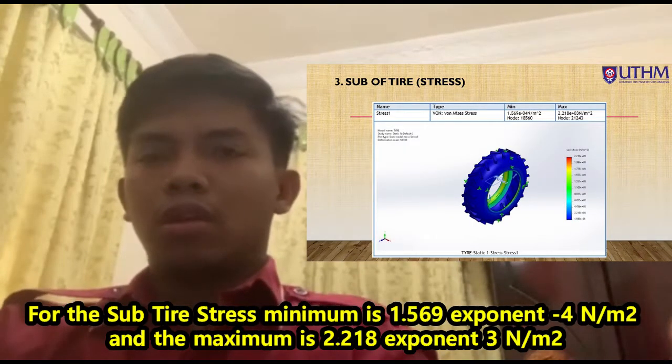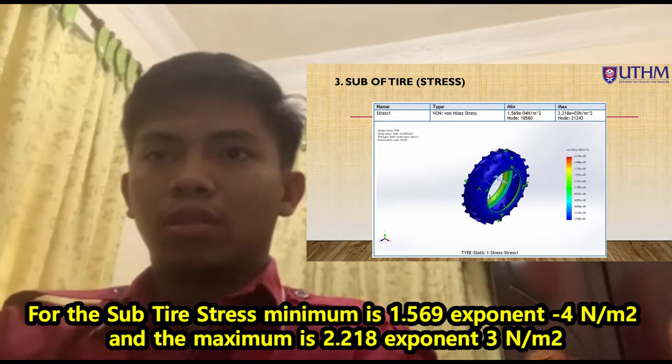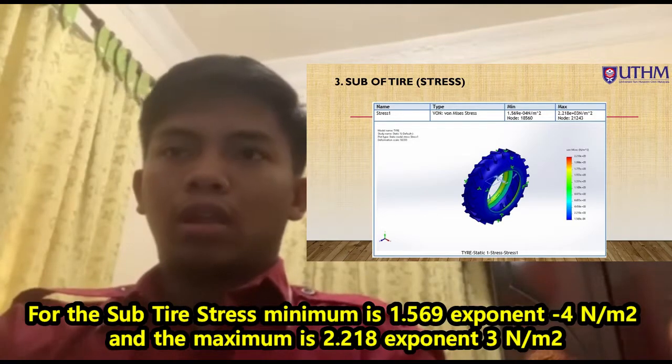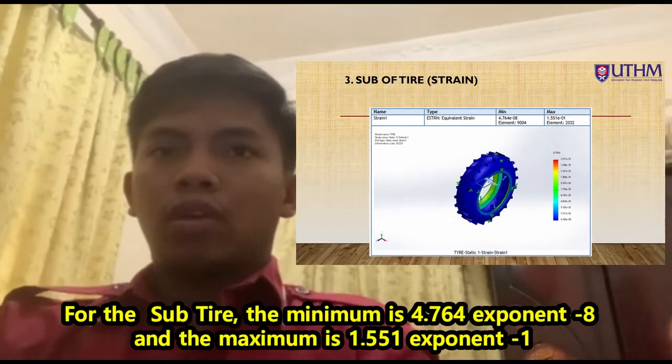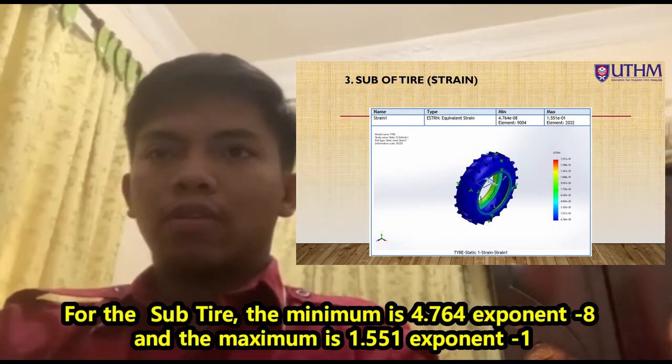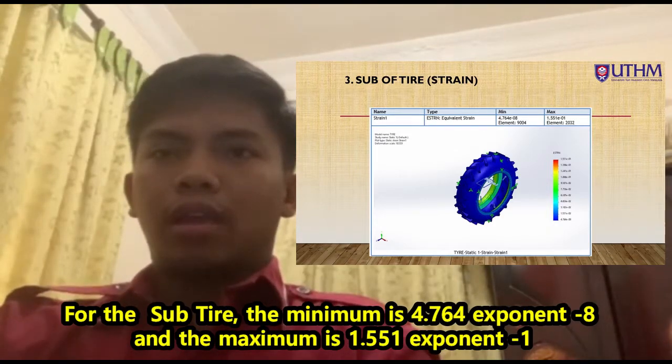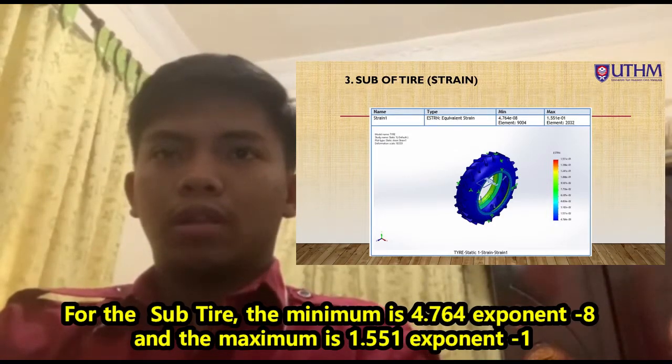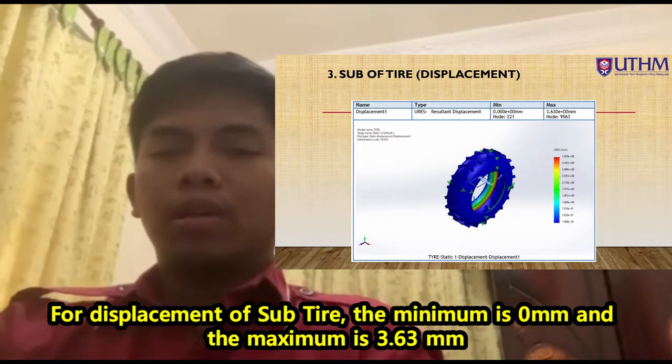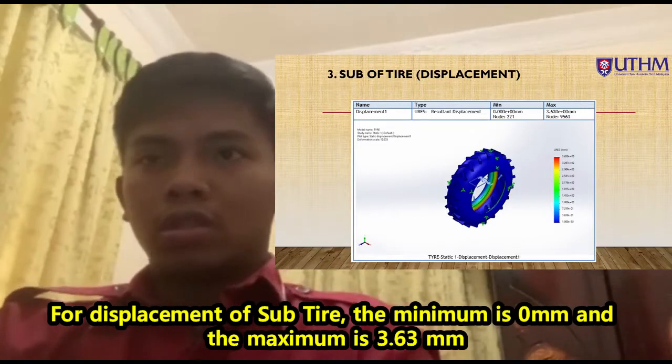For the sub-tire stress, the values are 1.569 exponent 4 Newton per meter square, and 2.218 exponent 3 Newton per meter square. For the sub-tire strain, the minimum is 4.764 exponent 8, and the maximum is 1.55 exponent 1. For the displacement of the sub-tire, the minimum is 0, and the maximum is 3.630 exponent 0.